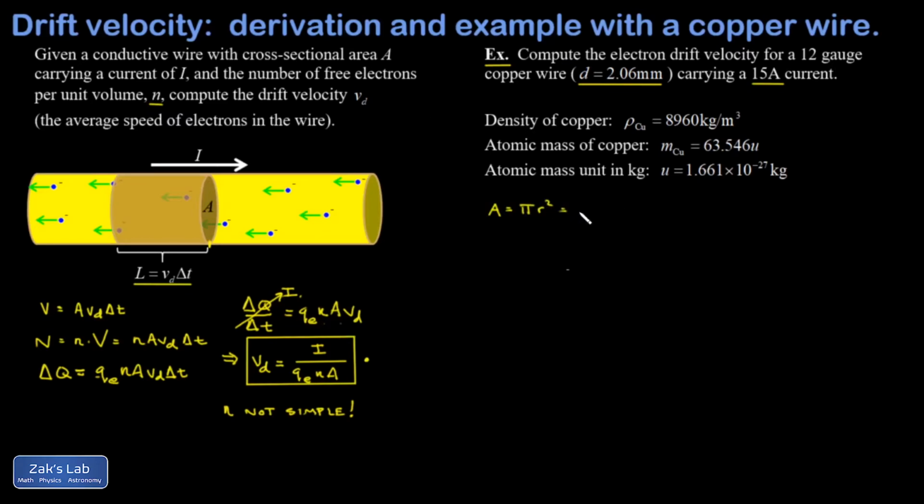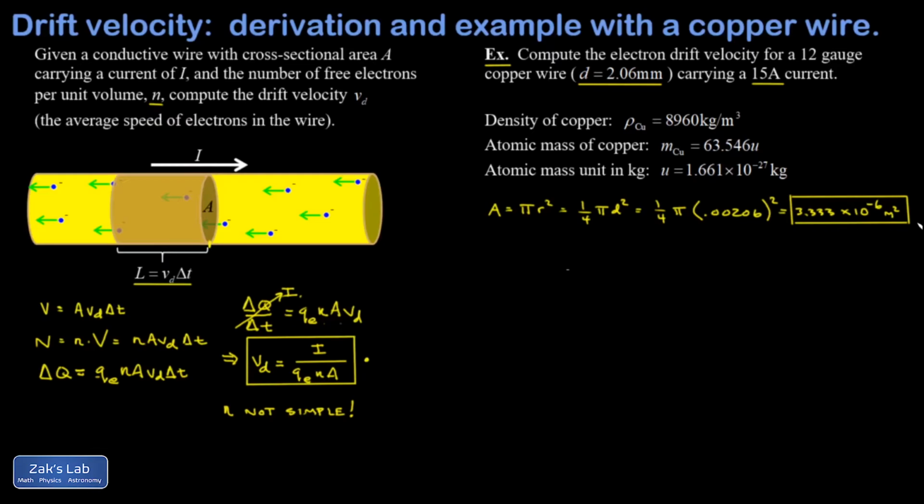But I could replace r with d over 2, and when I square it, I get 1/4 pi diameter squared. Converting to meters, I get 3.333 times 10 to the negative 6th square meters cross-sectional area. Now the hard part is finding the number of free electrons per unit volume.